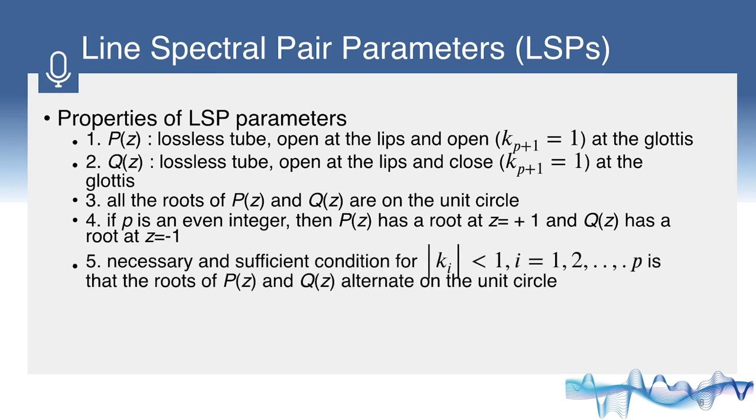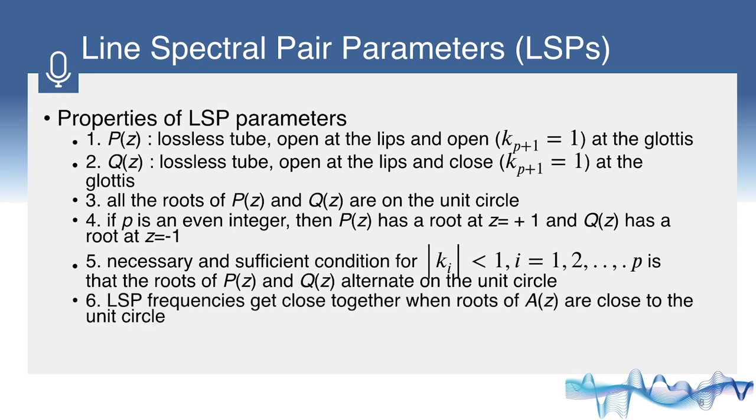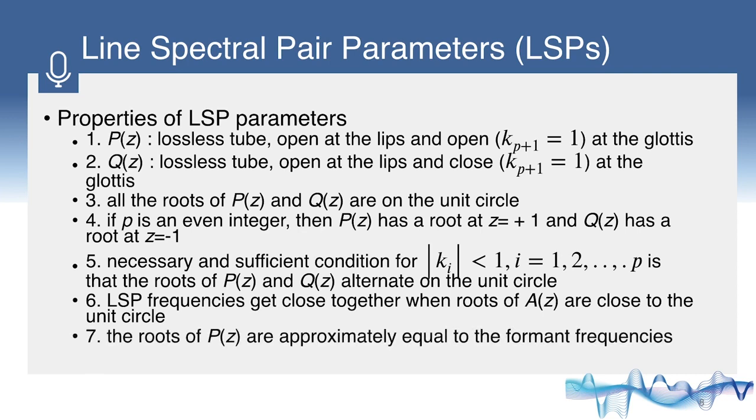The fifth, a necessary and sufficient condition for the absolute value of k_i to be smaller than 1 is that the roots of P(z) and Q(z) alternate on the unit circle. The sixth, the LSP frequencies get close together when roots of A(z) are close to the unit circle. Number 7, the roots of P(z) are approximately equal to the formant frequencies.